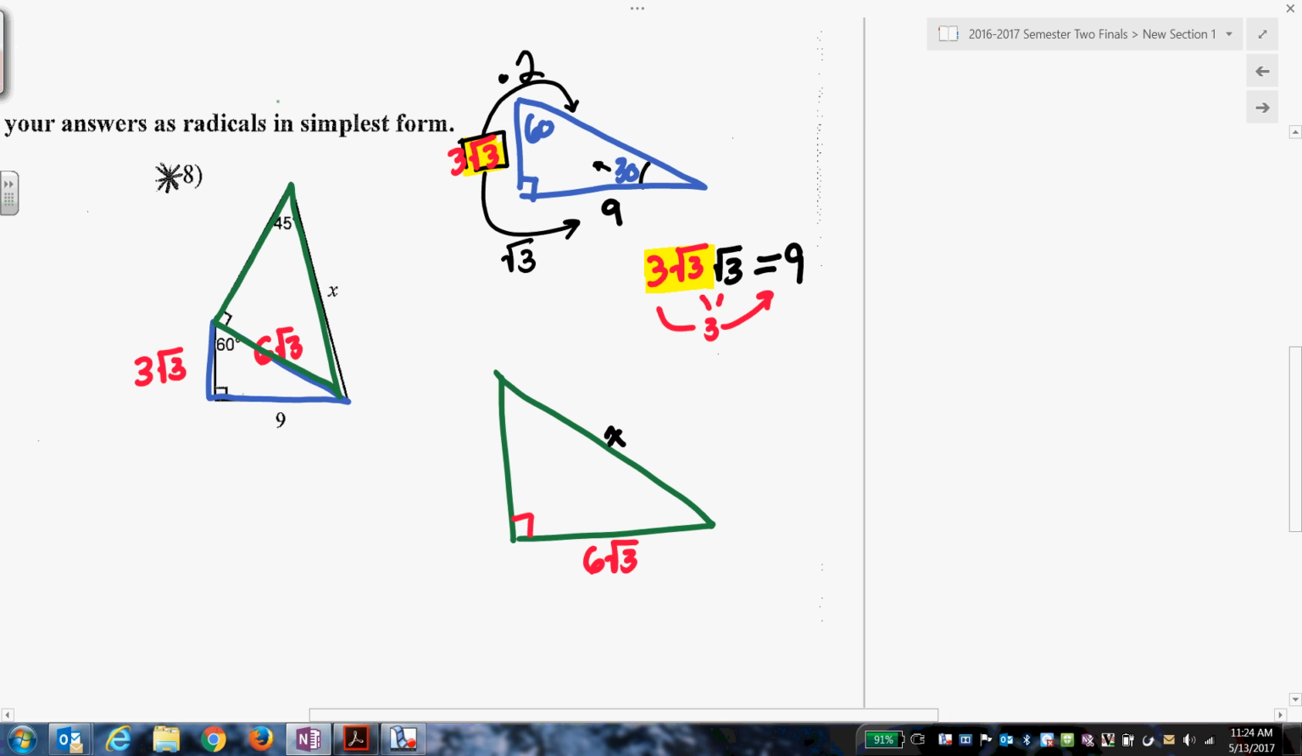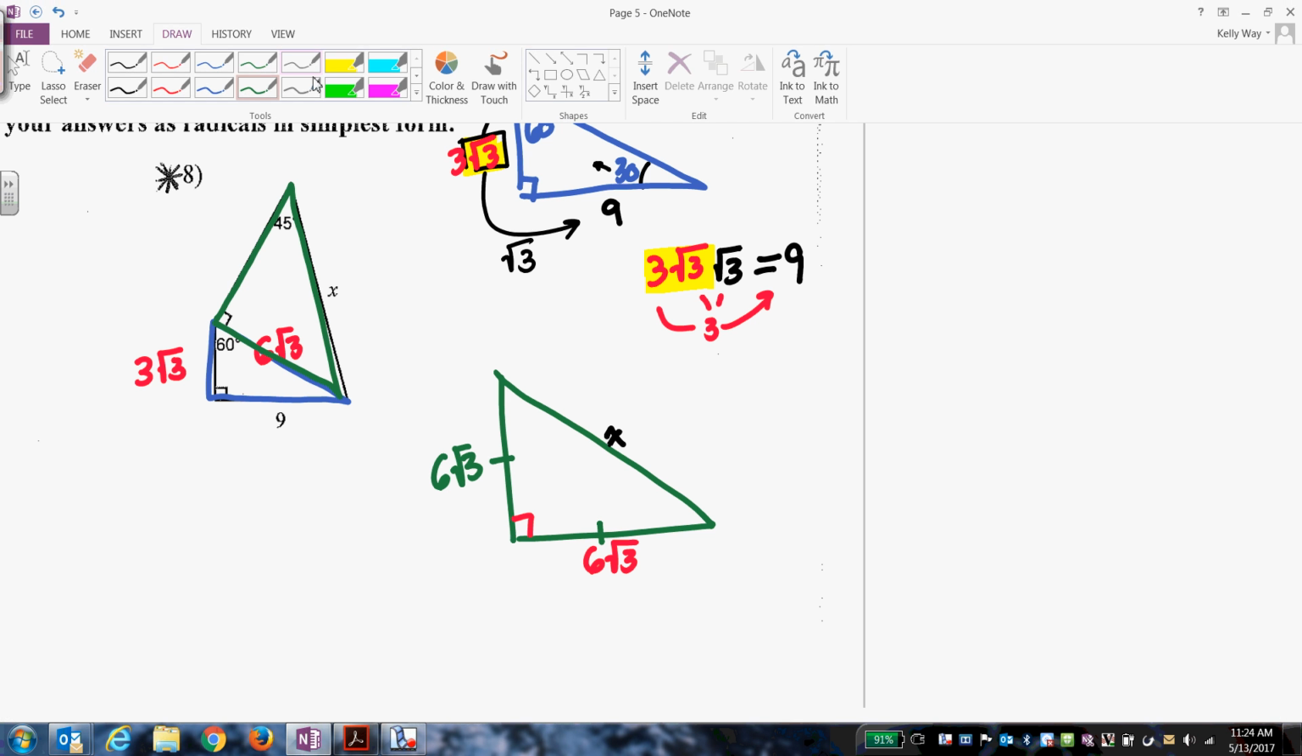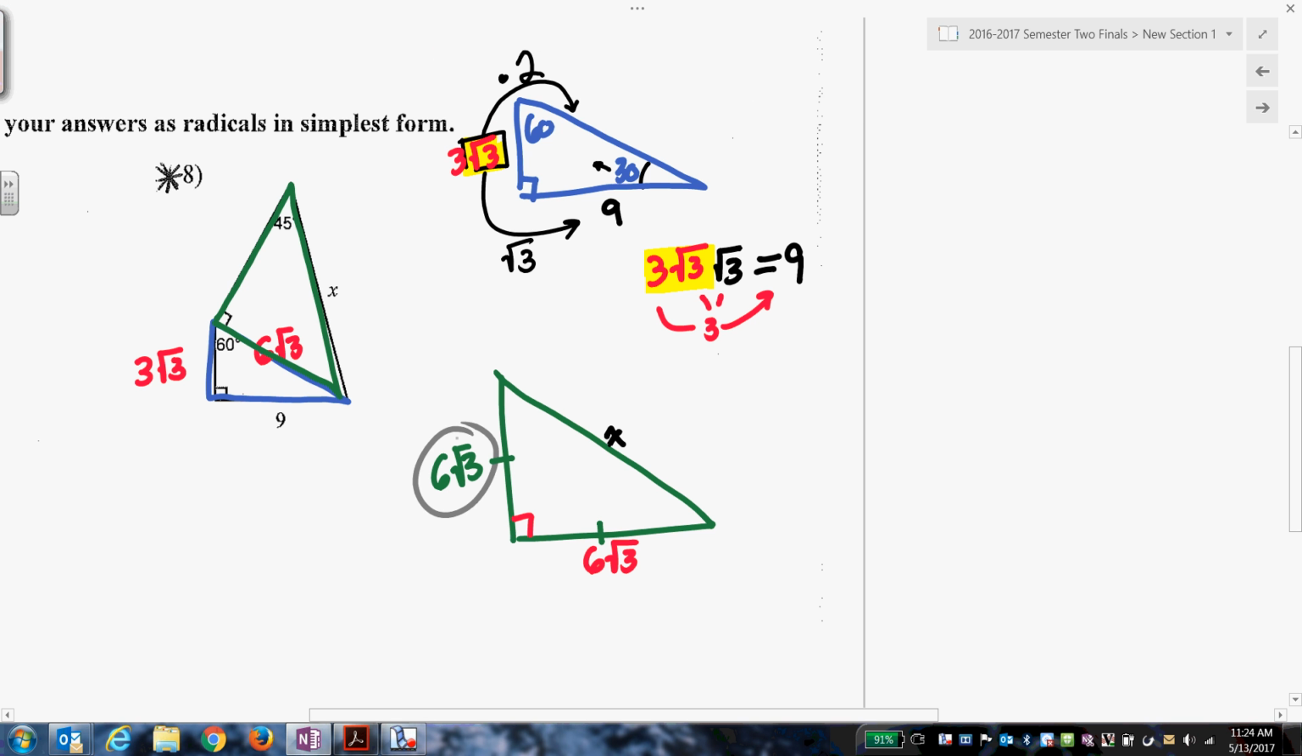45, 45, 90, leg, leg, leg root 2. That means your legs are going to be equal. So if that's 6 root 3, this other leg must be 6 root 3. And you ask yourself, when you go this way, you're going to times by root 2. What would your answer then be? You do your own math there.